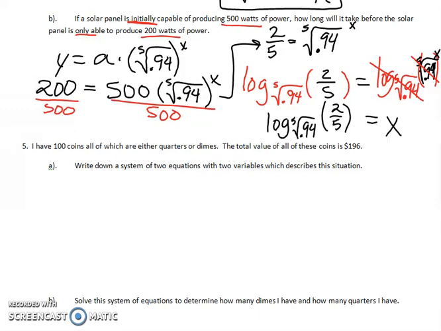Okay? Our change of base formula says that if I have a log of some crazy base, I can rewrite it using my log button on my calculator or my ln. Either one works. So for this one, I'd take a log of 2/5, and then I'm going to take a log of the 5th root of 0.94. Okay? And if you plug that in your calculator and divide it, that will give you your answer. I promise the one on your final won't be this crazy.